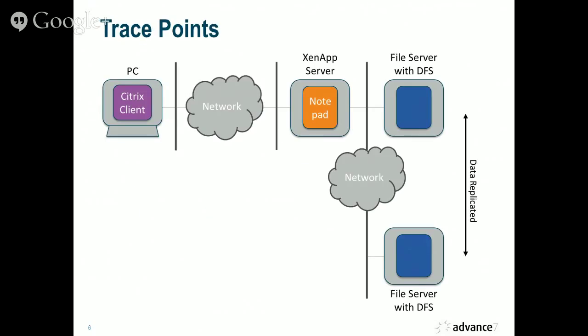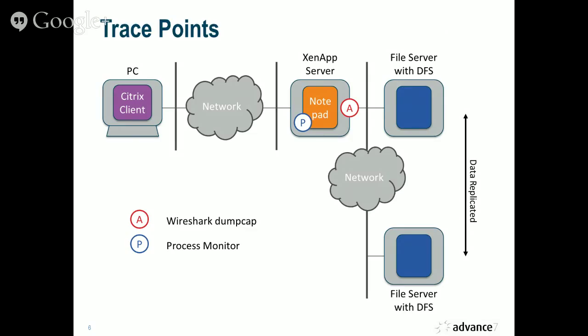So what we did was add tools to this environment. We installed Process Monitor on the XenApp server, and we installed Wireshark Dumpcap. Dumpcap was being used to capture network traffic between the XenApp server and the file server, and Process Monitor to capture that application to operating system interaction.